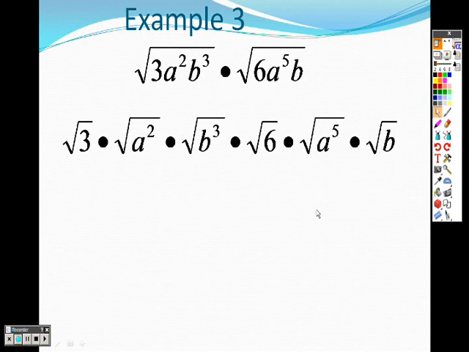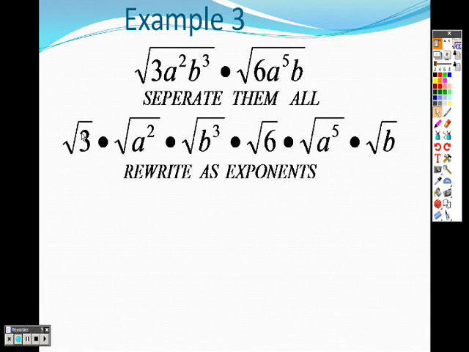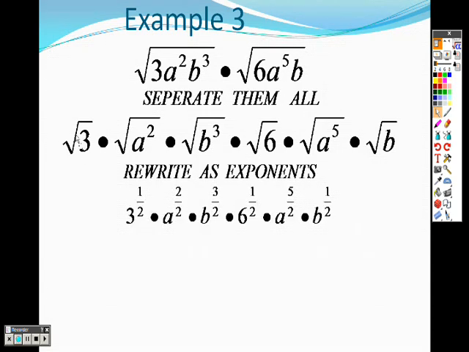And now, rewrite everything as fractions. Well, this is a square root, so we're going to rewrite them as 1/2 powers. So this is 3 to the 1/2. This is a to the 2/2. Remember, this is your numerator, and whatever the root is is your denominator. So it's a square root, so it's a 2 over 2. B to the 3 over 2.